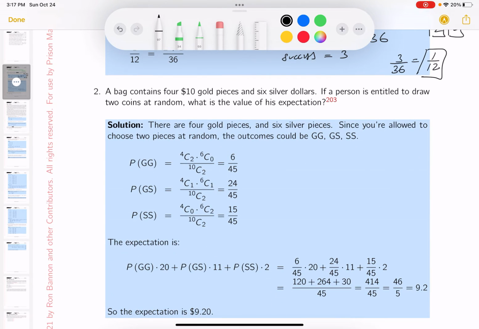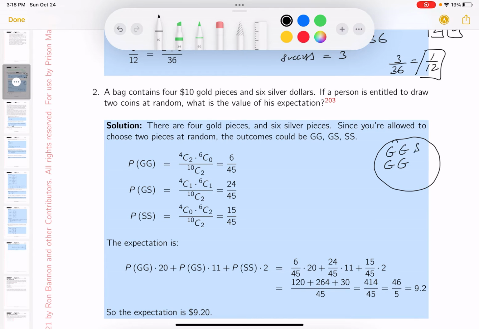There's a bag. It contains 4 $10 gold pieces. So I'll put the bag down over here. And how many gold pieces are there? There are 4. I'll put G, G, G, and G. These are kind of mixed up in the bag. You're not seeing what's in the bag. And how many silver dollar pieces are there? There's 6 of them. So I'll put S, S, S, S, S, S.